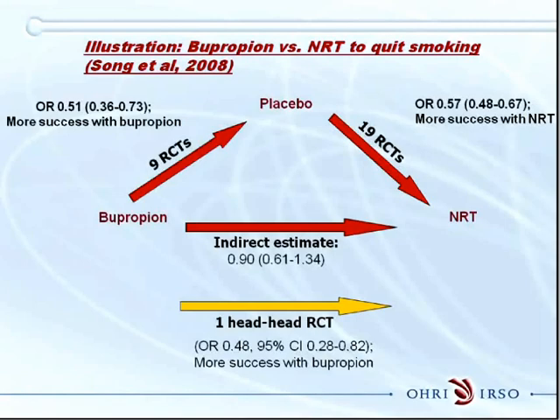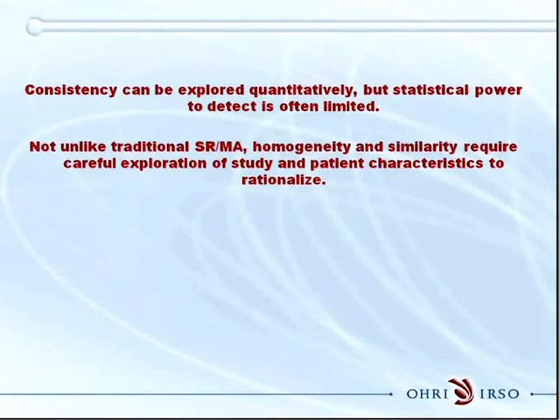And there could be different explanations for this discrepancy. It could be random chance, it could be bias in some of the trials, it could be heterogeneity in the trials. Different options to explore. Consistency, we can explore it quantitatively. There are statistical routines for looking at consistency.